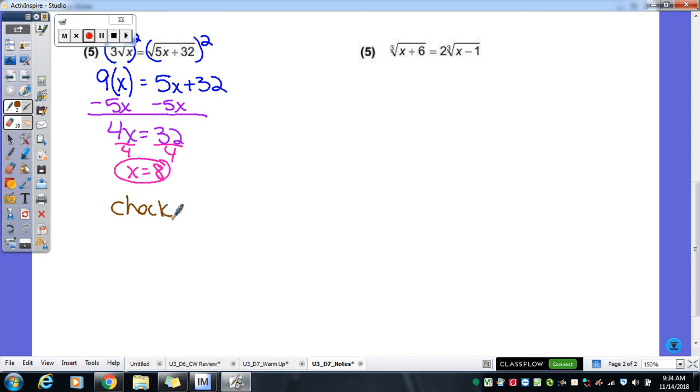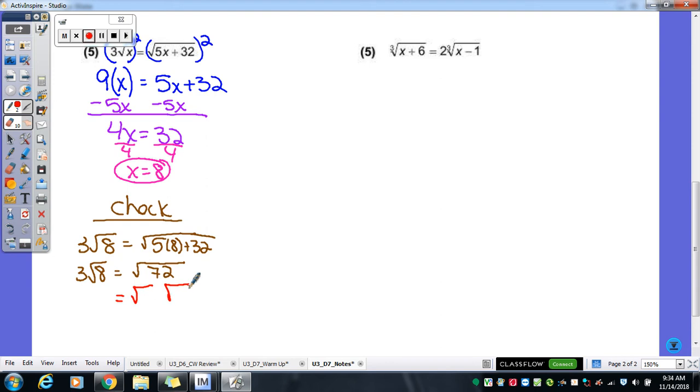Then we'll do our check. 3 radical 8. We're going to see if that equals square root of 5 times 8 plus 32. So what is 5 times 8? Plus 32 will give us 72. So let's try to simplify our 72. What's our largest perfect square that goes into 72? Not 9. There's a bigger one. 36.